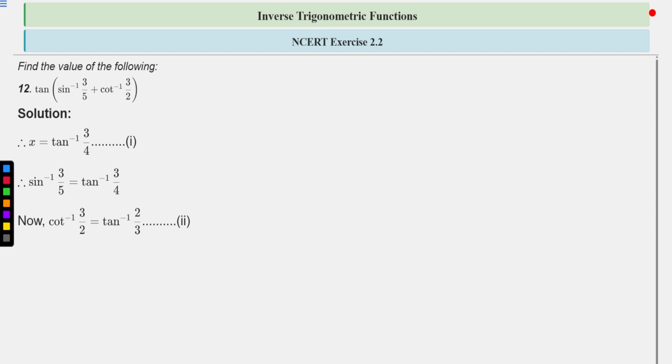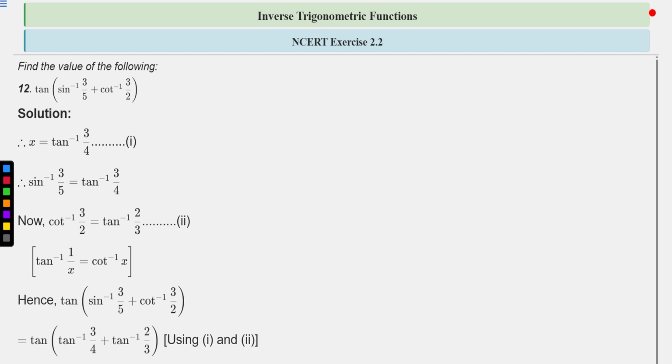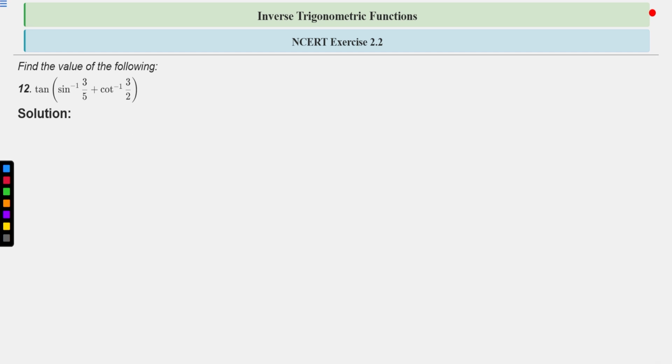Now let us take cot inverse 3 by 2. It will be equal to tan inverse 2 by 3, right? You can take it as equation 2. Now we know that tan inverse 1 by x will be equal to cot inverse x, right? Hence tan of sine inverse 3 by 5 plus cot inverse 3 by 2 will be equal to tan of tan inverse 3 by 4 plus tan inverse 2 by 3 using equations 1 and 2, right? So finally we can write tan of tan inverse of 3 by 4 plus 2 by 3 upon 1 minus 3 by 4 into 2 by 3.